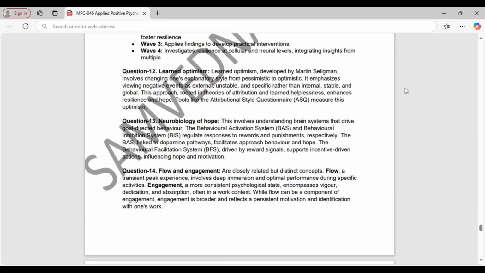Question 13, neurobiology of hope. This involves brain systems that regulate goal-directed behavior. The behavioral activation system, or BAS, encourages approach behavior linked to dopamine, while the behavioral inhibition system, BIS, manages responses to punishment, thus both influencing hope and motivation.